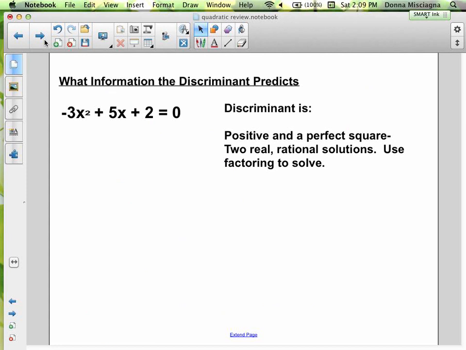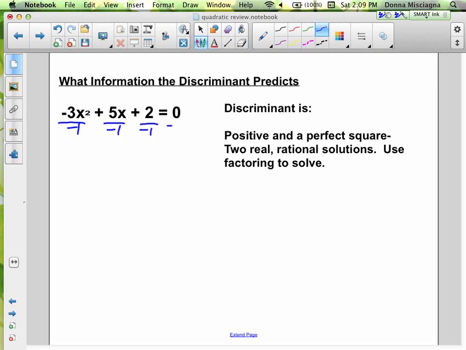All right, so let's find our discriminant here. Again, I'm just going to divide everything by, it's not negative 3, that wouldn't be so good, negative 1. Now I have 3x squared minus 5x minus 2 equals 0. I just divided, for solving, by the negative to make it a little easier to solve. But it's not the exact same equation.